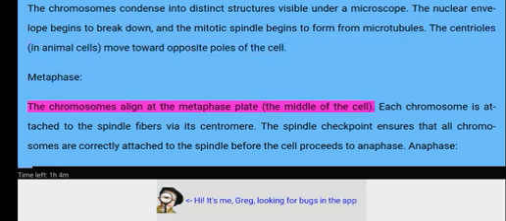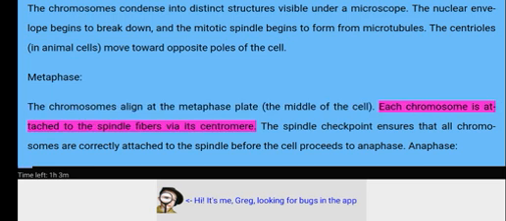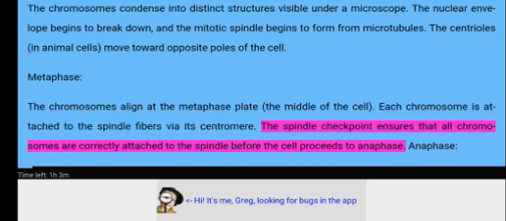Metaphase. The chromosomes align at the metaphase plate, the middle of the cell. Each chromosome is attached to the spindle fibers via its centromere. The spindle checkpoint ensures that all chromosomes are correctly attached to the spindle before the cell proceeds to anaphase.